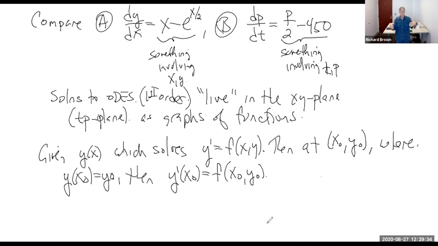If I do that for a whole little grid of points, I've created a field of slopes, also called a slope field. A slope field is a way of getting a sense for how a differential equation behaves without actually calculating a solution. Sometimes we can't solve it, but we can still get a sense for what's going on.